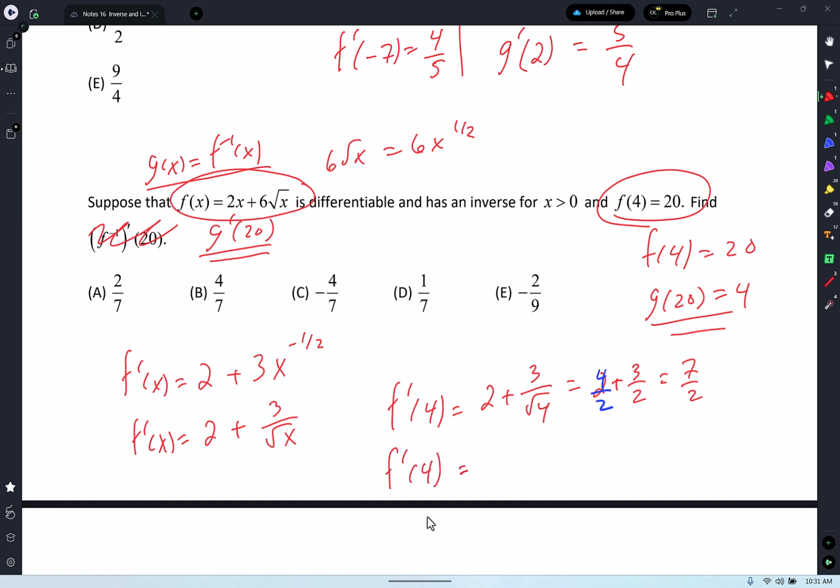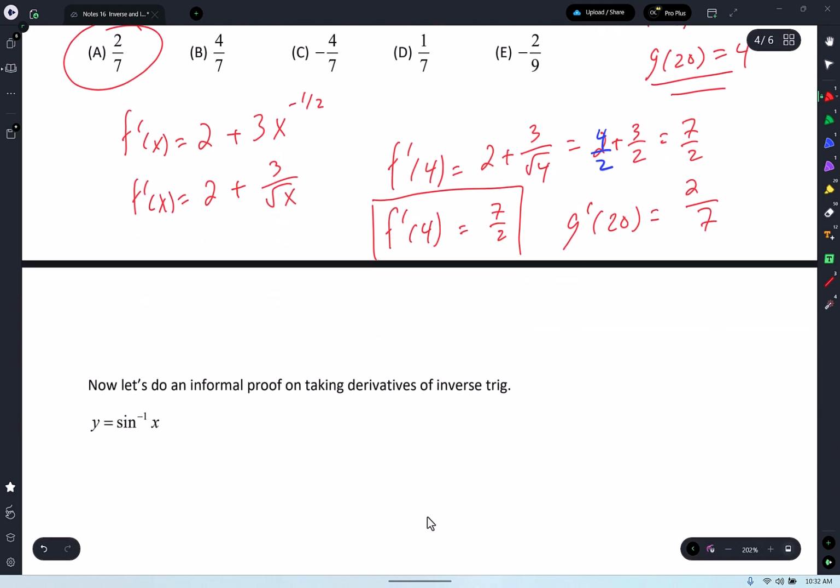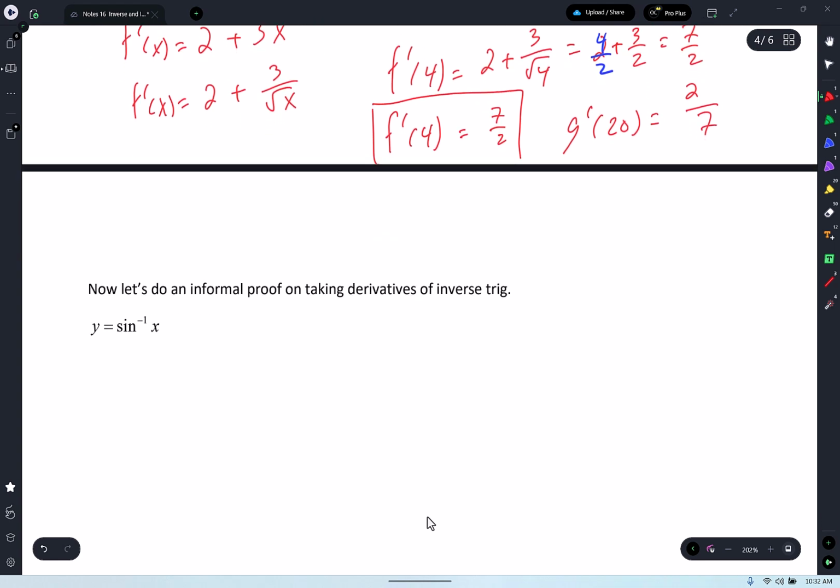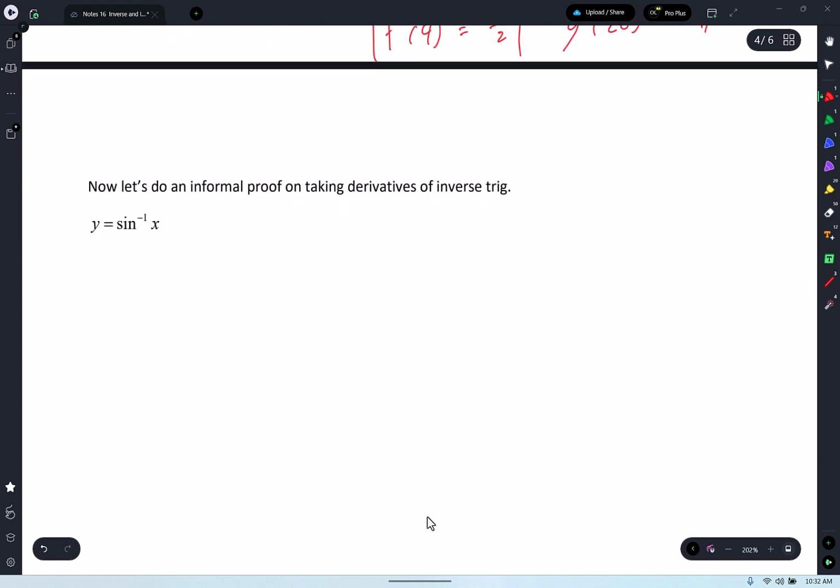Okay, so here we go. If you know that f prime of 4 is 7 halves, do you know what g prime of 20 is? What is it? 2/7. Just take the reciprocal. Does that make sense, guys? Okay. That's about as hard as it gets. Now we're going to go back to easier stuff.